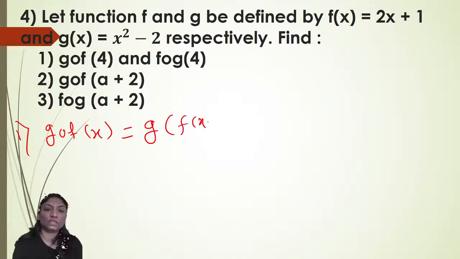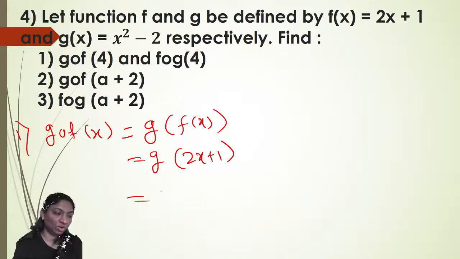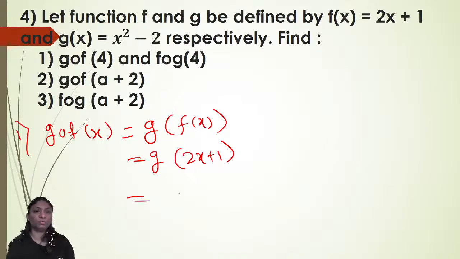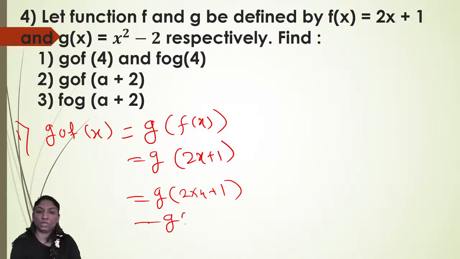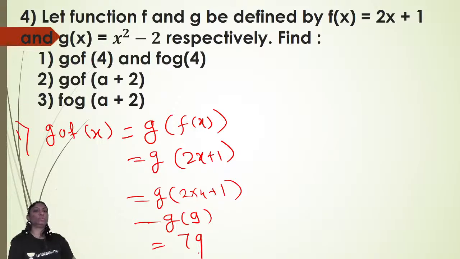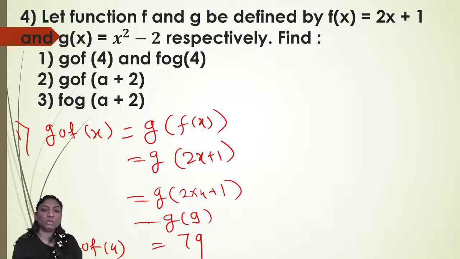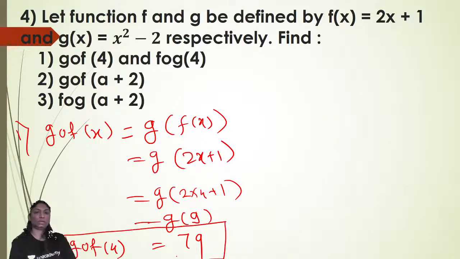So g of f of x. What is your f of x? f of x is 2x plus 1. And what is g of x? Here also we can directly put the value x is equal to 4. It will be more simple. 2 into 4 plus 1. So here is g of 9. So g of 9 is equal to 9 square, 81 minus 2, 79. So g composite f of 4 is equal to 79.